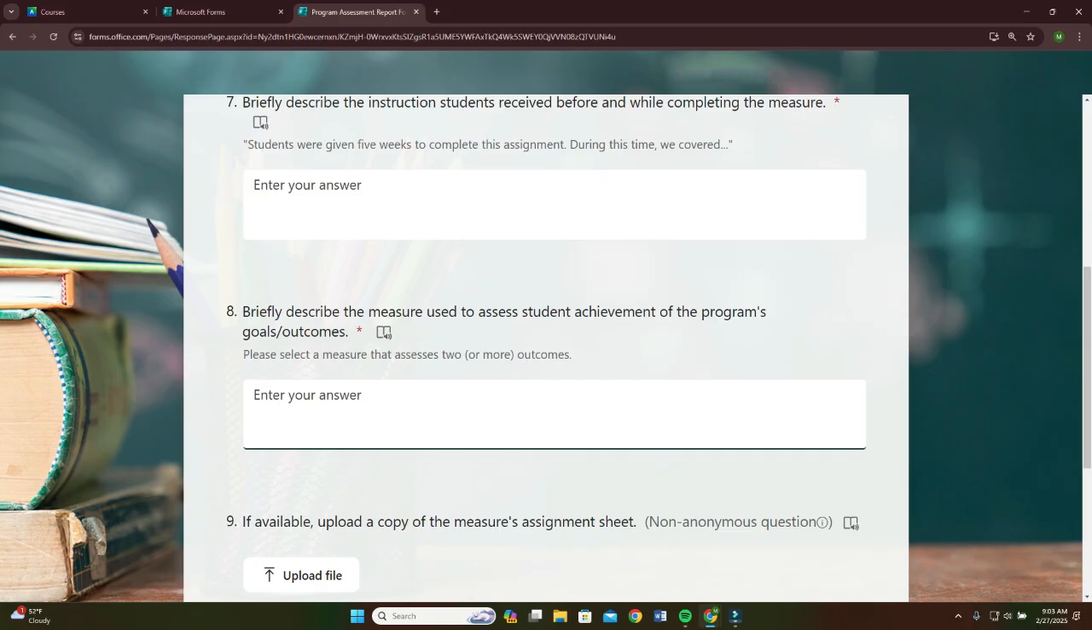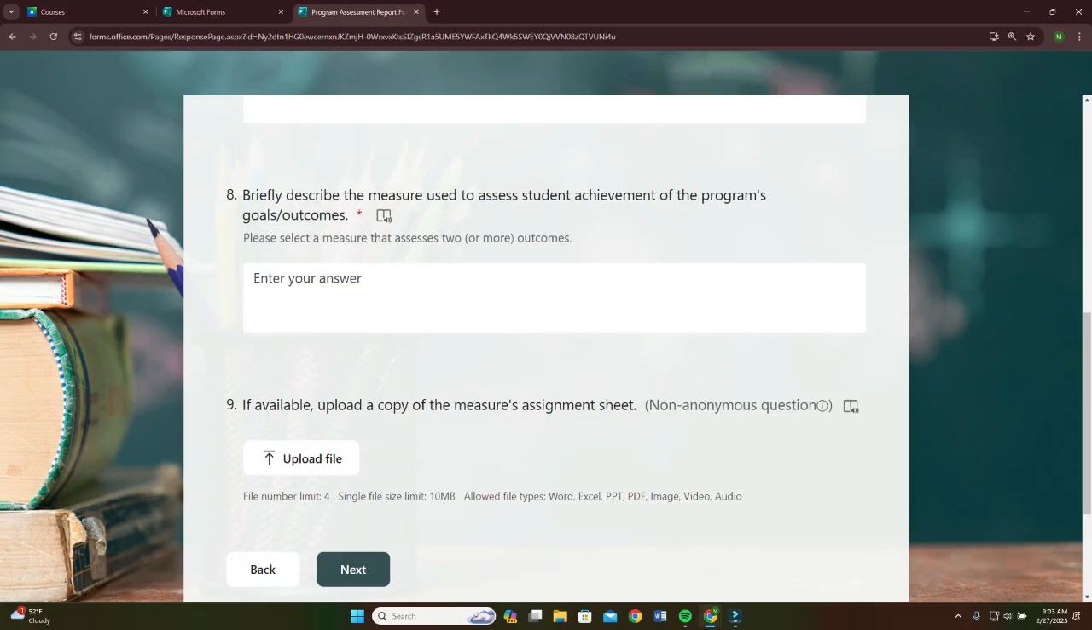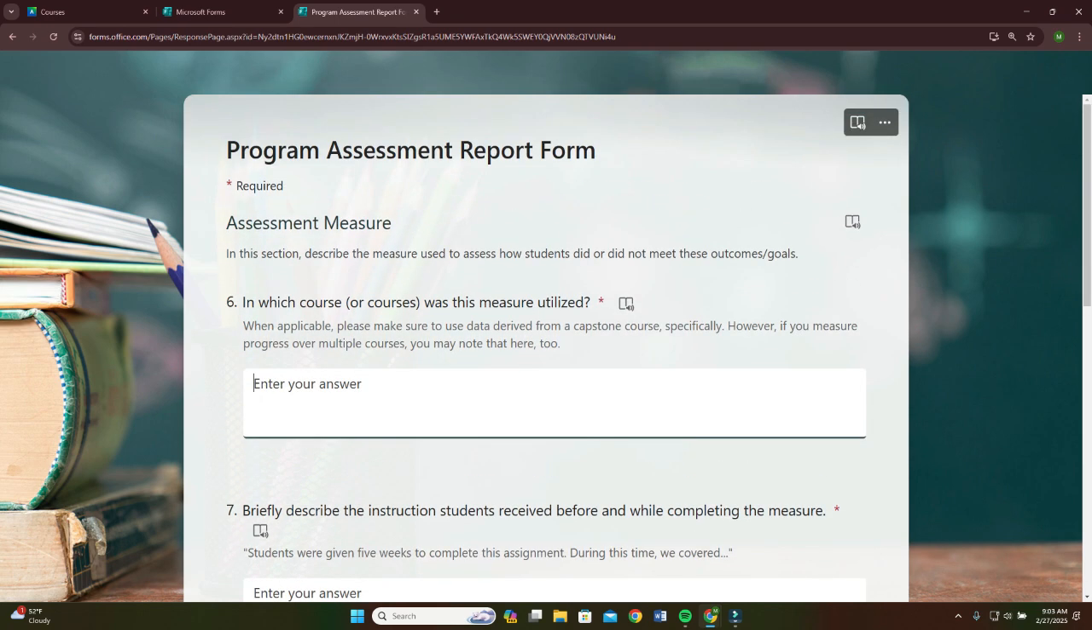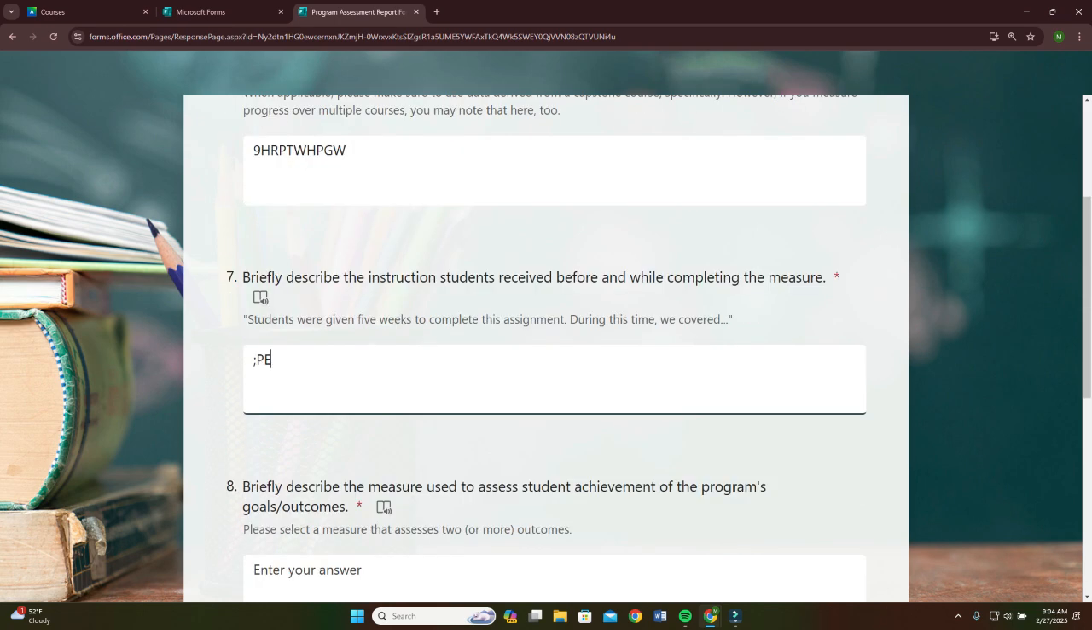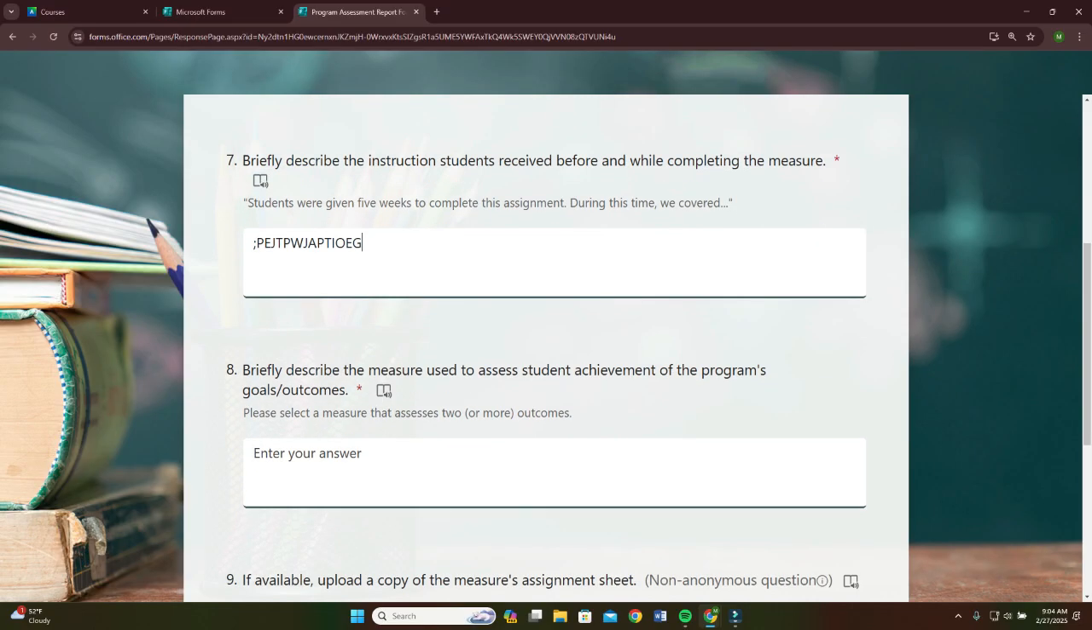So we want to make sure that instead of looking at multiple assignments, we are pulling from one single assignment that assesses at least 2 outcomes. Again, if you've got like 7 or 8, and you can't get them all in one assignment, that's okay, but at least 2 at this point is what we're looking for. And then, if available, upload a copy of the measure's assignment sheet. So let's go ahead and add in our nonsense here so we can continue through our form.